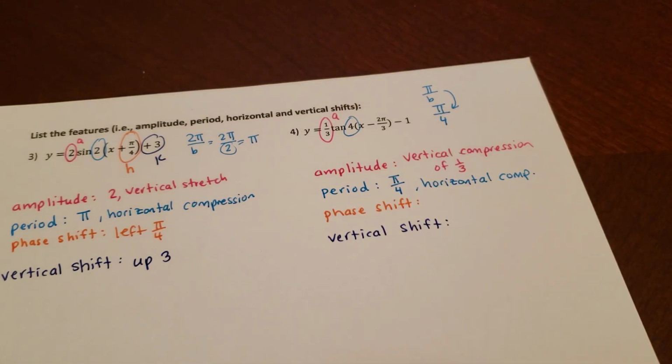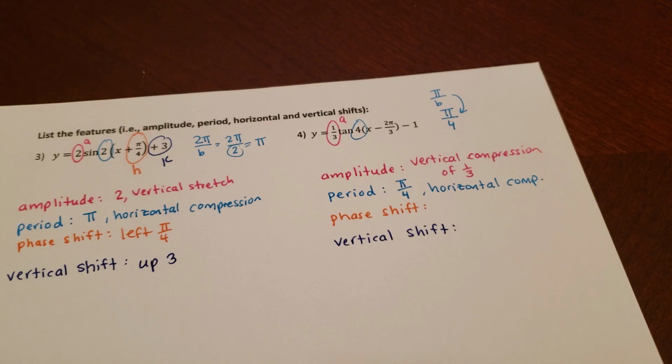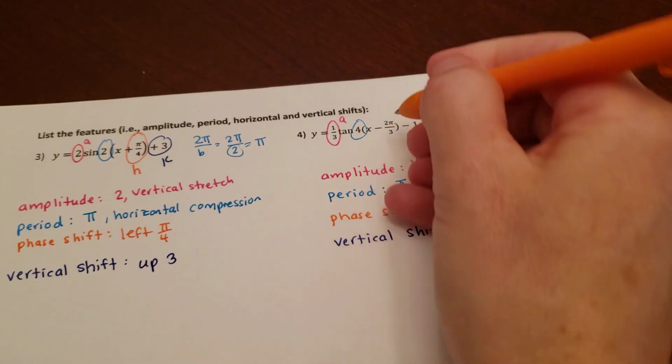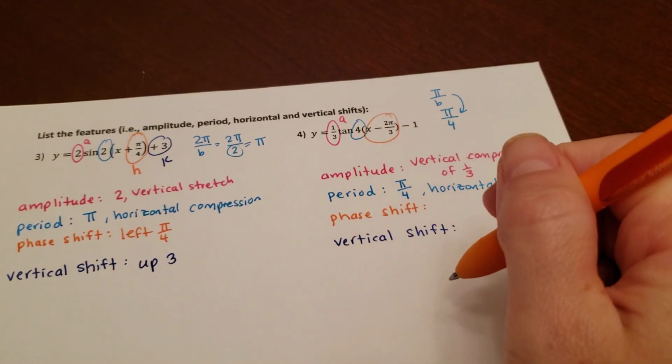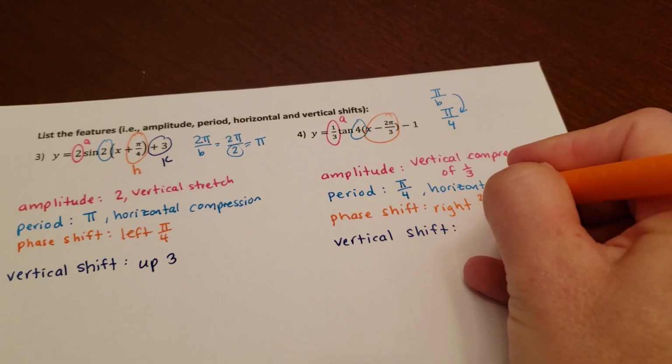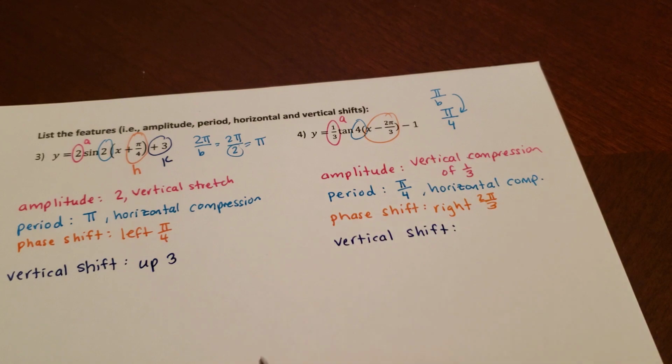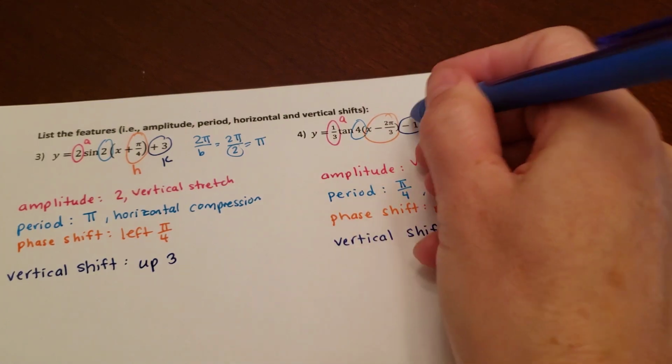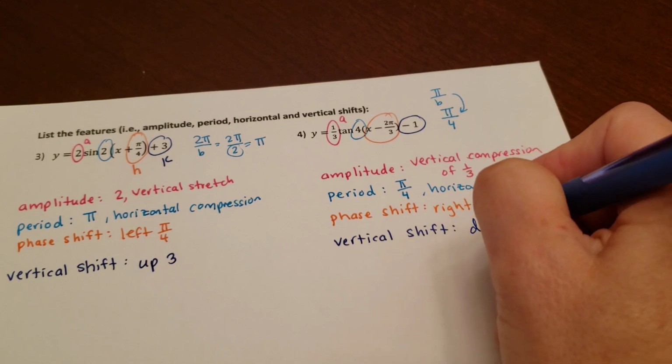Your phase shift, again, is your h value. So my h value here is a negative, so I'm going to go the opposite. So I'm going to go right, 2 pi over 3. And then my vertical shift is this value here, which is down 1.